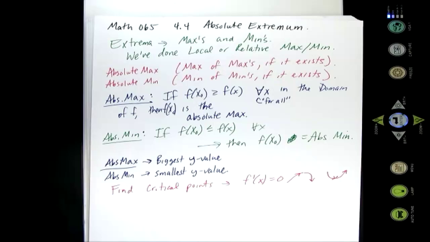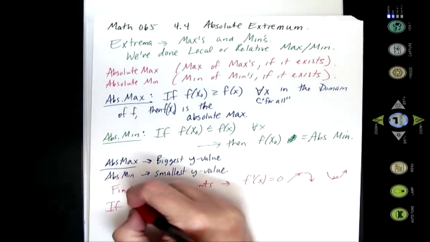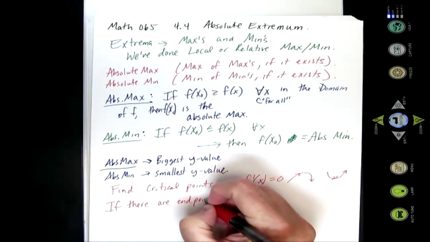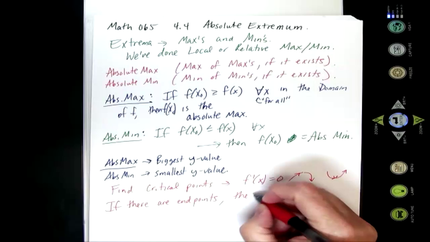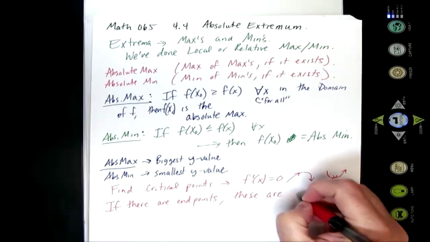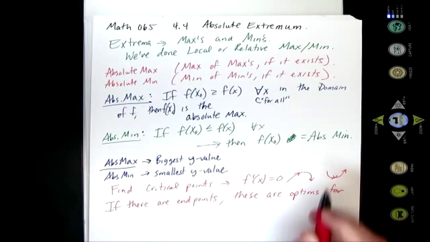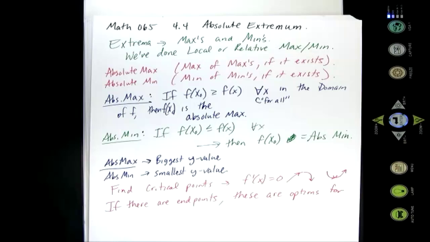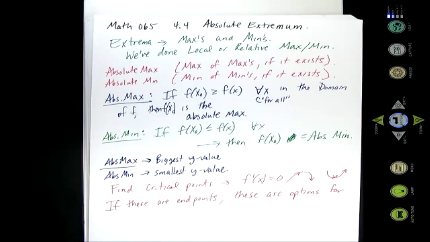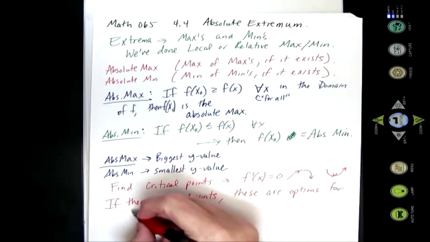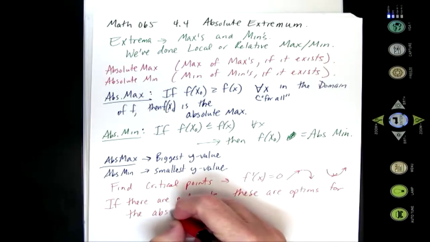There are other options for the absolute ones though, if there are endpoints. These are options for the absolutes as well. When you mean that, do you mean like a piecewise function, like the endpoint of a piecewise line, or something that is not an infinite line, like with a restricted domain? I'll do the example, don't worry. These are options for the absolute extrema as well.